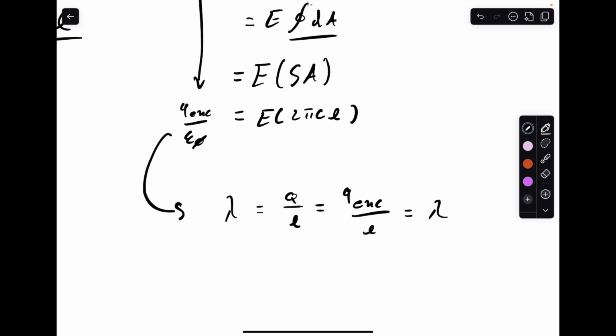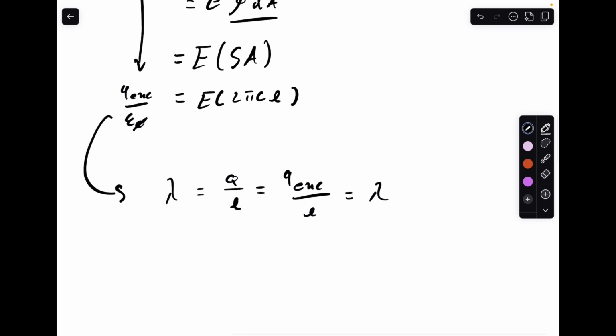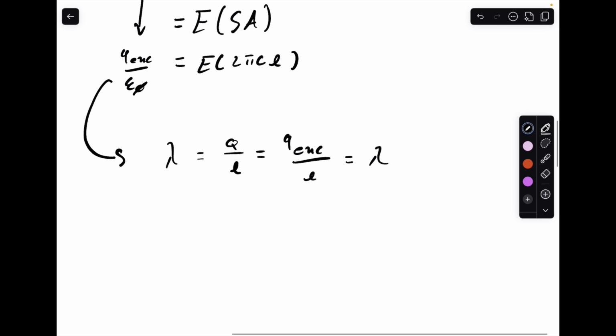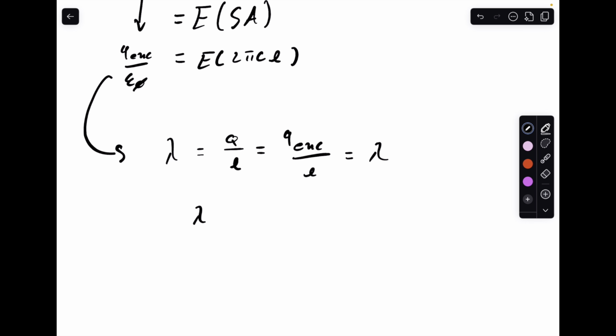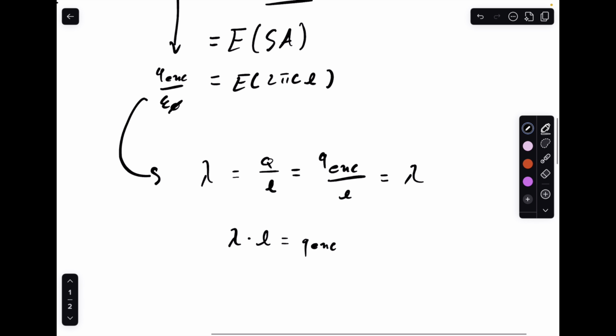Hopefully that made sense. If you have questions, please put them in the comments. But yeah, so like I said, Q enclosed divided by L is equal to lambda. So if I just do some arithmetic, lambda times L is equal to Q enclosed. And hopefully that makes sense because lambda is really a ratio of charge per length. So if I multiply by the whole length, then I should get my charge, which I did.